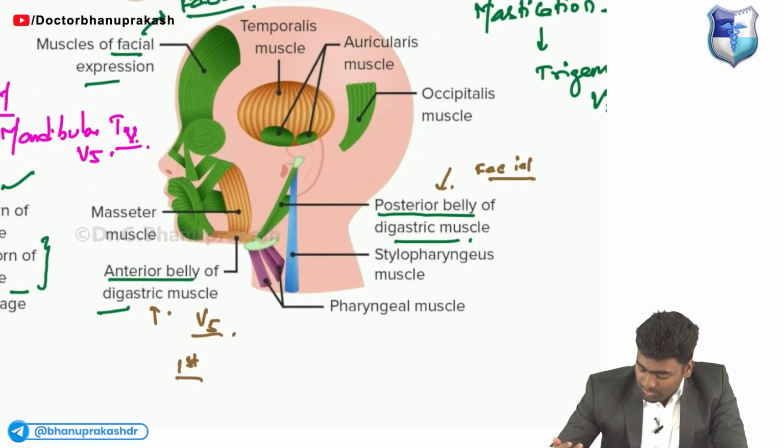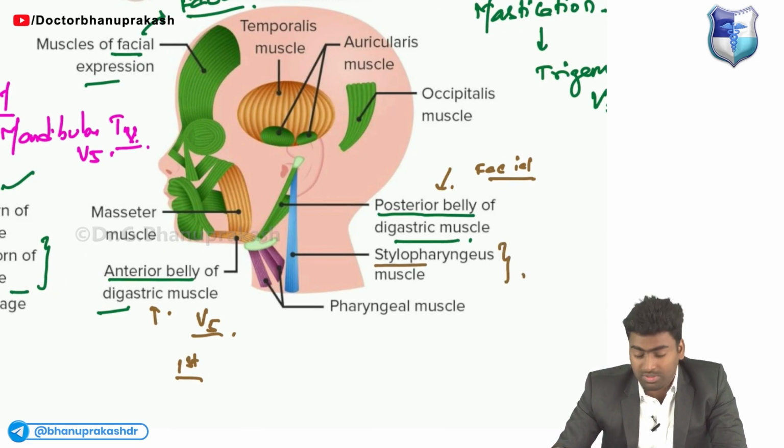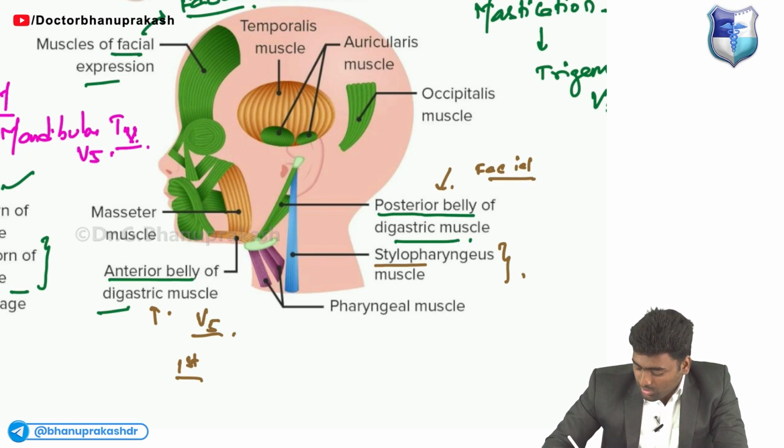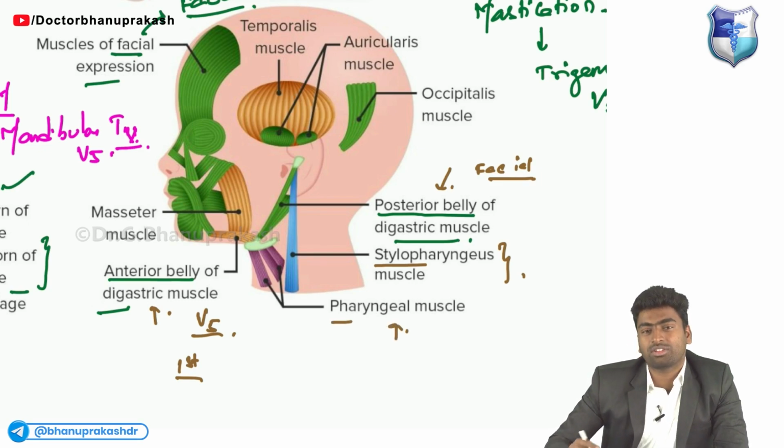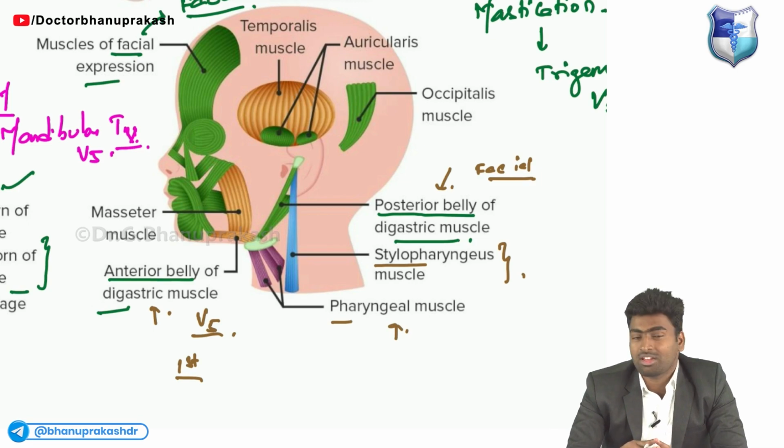And the third arch gives rise to the stylopharyngeus muscle. As I told you, the fourth arch leads to the formation of the pharyngeal muscles. That's why our pharyngeal reflex lies on the 10th cranial nerve.